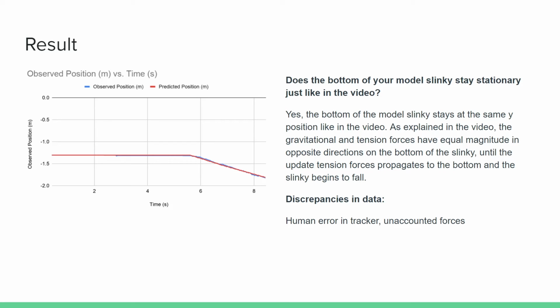There are some discrepancies between the observed and predicted data, but that can mostly be attributed to my human error in Tracker, such as inconsistent plotting of the point mass and the calibration not being entirely accurate. The other contributing factor could be some unaccounted forces.